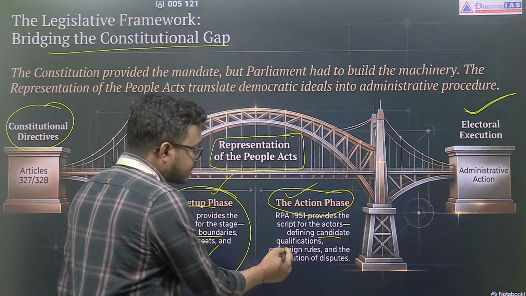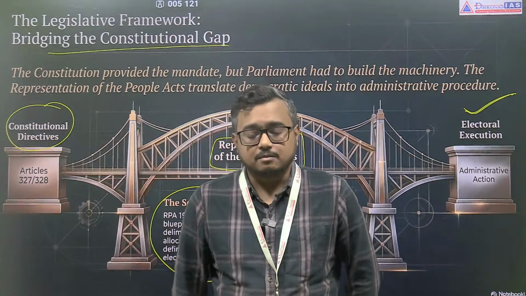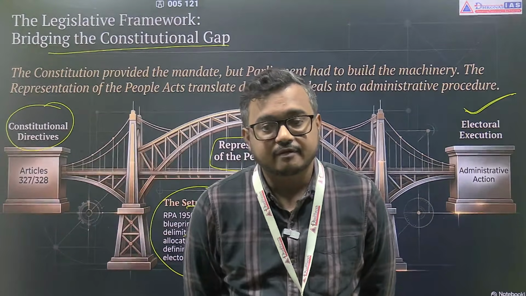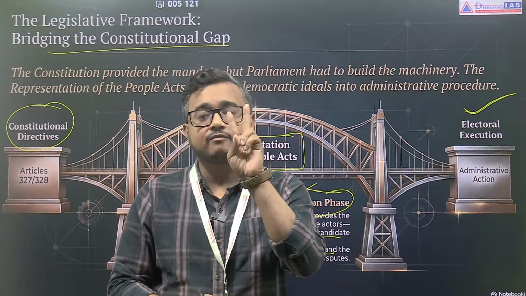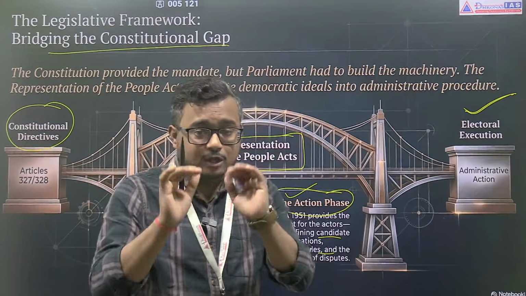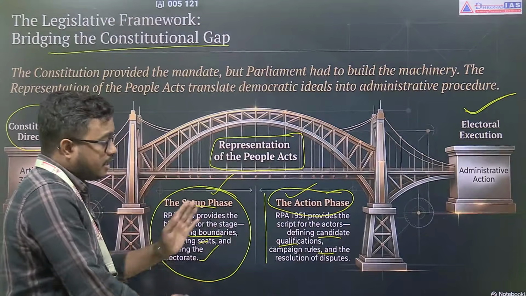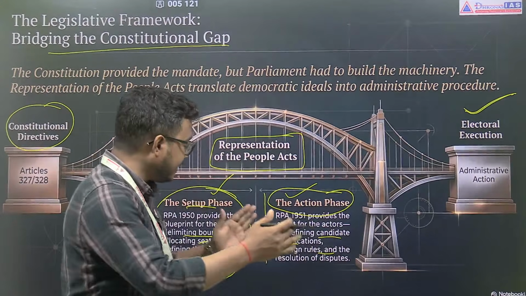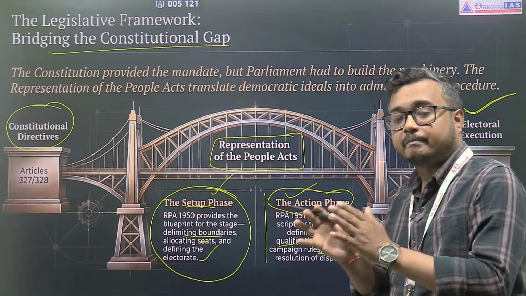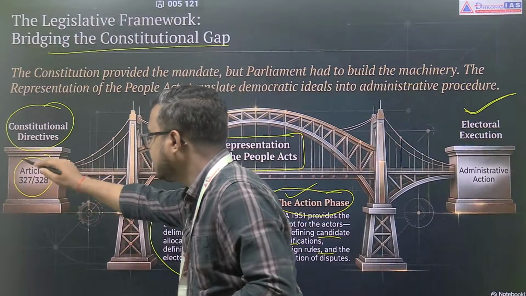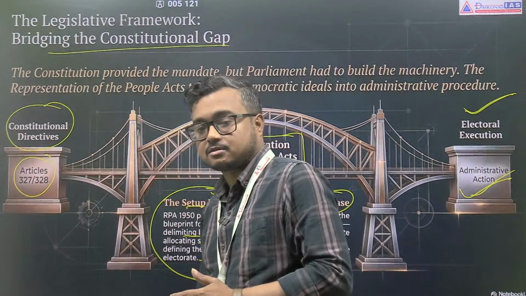The qualification, disqualification. For example, if an individual is put in jail for any crime and gets a sentence of, let's say, 2 years, he or she will be disqualified. All these criteria are mentioned under RPA 1951. So RPA 1950 was the foundation, and RPA 1951 was the building on that foundation. Both of them tried to bridge the gap between constitutional mandate or intention and the actual administrative action. Okay.